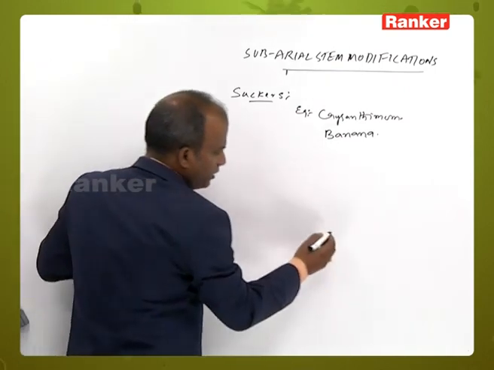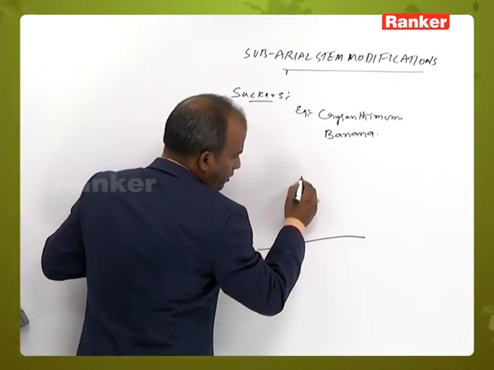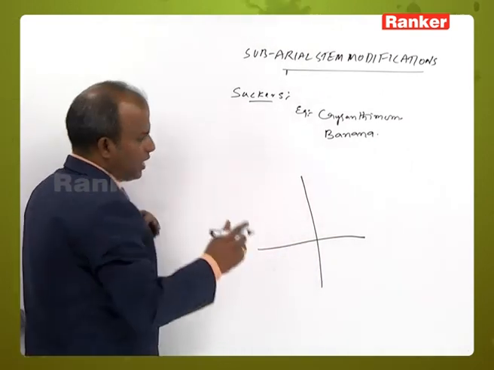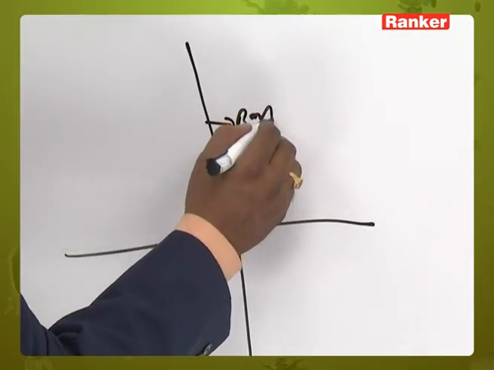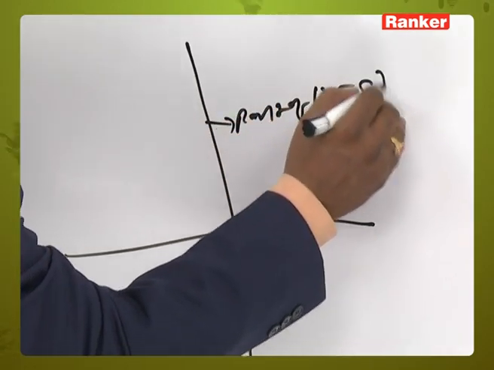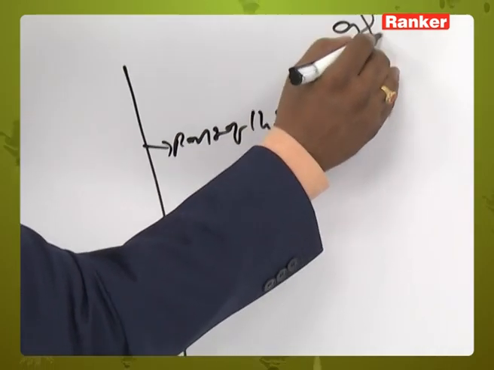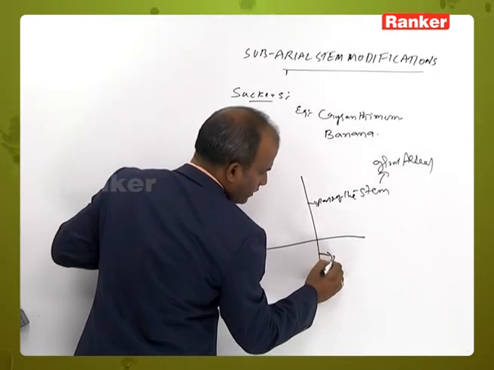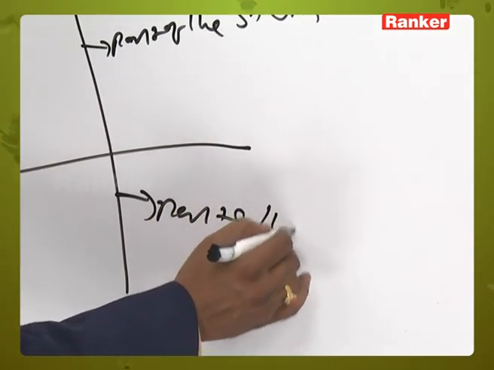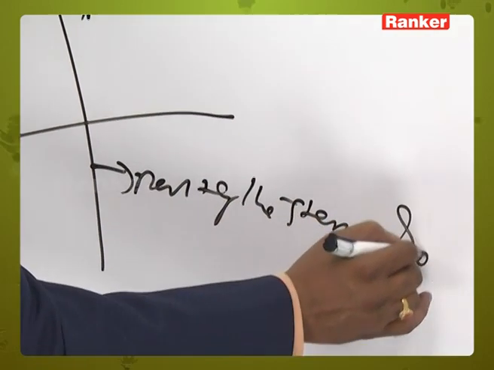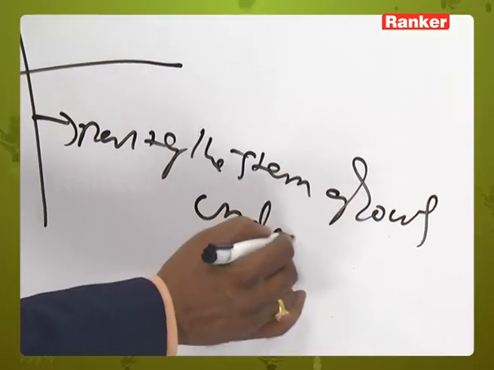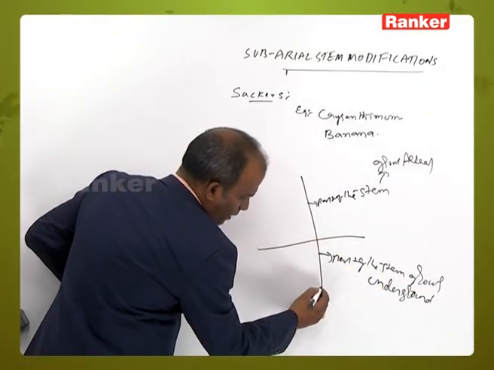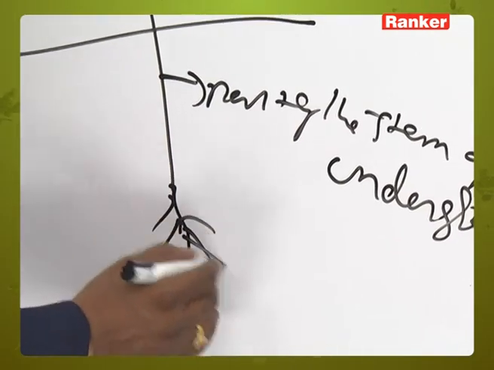And see here, in this, part of the stem grows aerial, and part of the stem grows underground. That means it shows a root system.